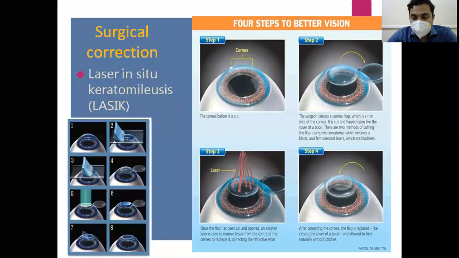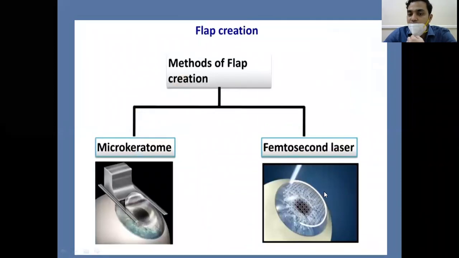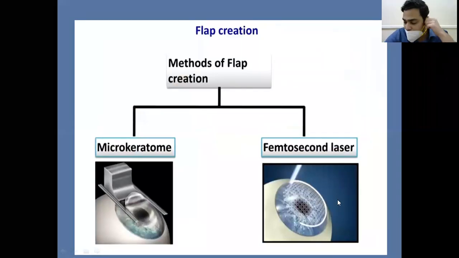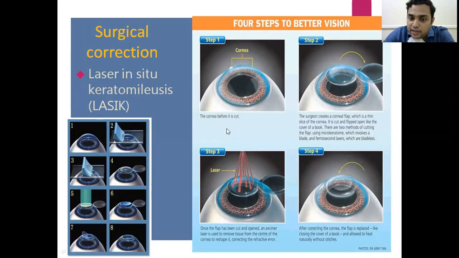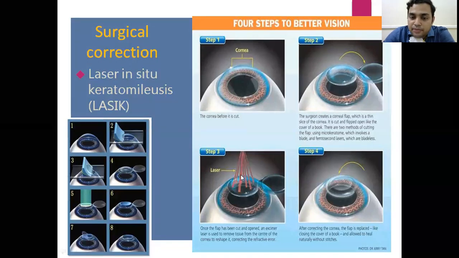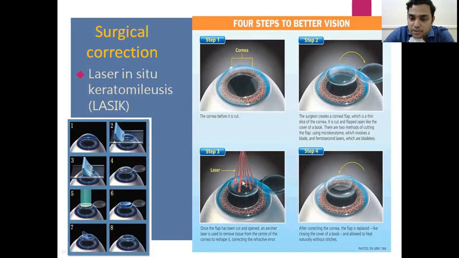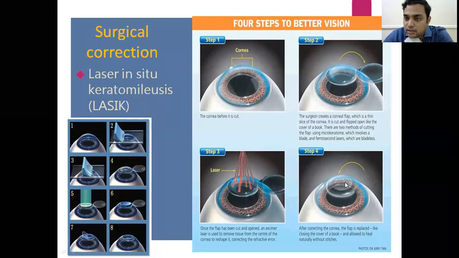And the third procedure is LASIK. Here also we use excimer laser, but with the help of an instrument called a microkeratome or a laser called femtosecond laser, we create a corneal flap. We flip open the flap like the cover of a book, and the remaining part of the cornea is exposed to excimer laser. With the help of excimer laser, because of photodisruption, we reshape the cornea and thereby decrease the curvature of the cornea according to the refractive error of the patient.